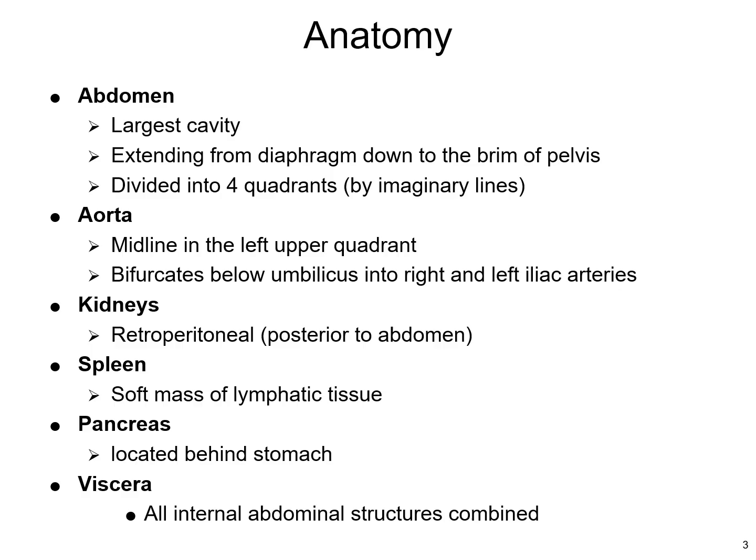The spleen is a soft mass of lymphatic tissue. It helps act as a filter. Pancreas is located directly behind the stomach. Our pancreas is what helps control our blood glucose levels. It secretes insulin. Then we have the viscera. The viscera is all of the internal abdominal structures combined.